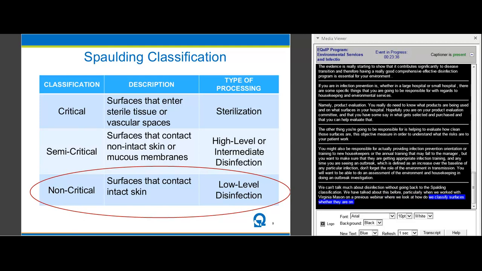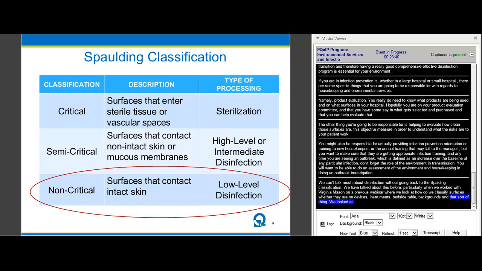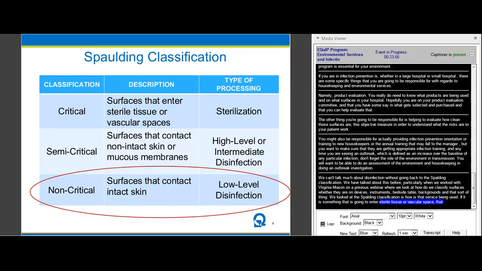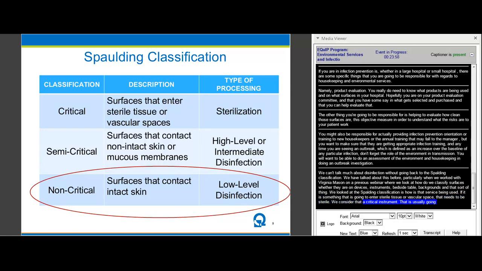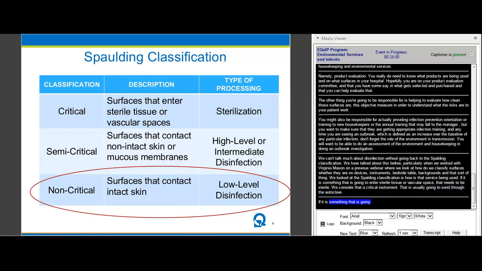So if it is something that is going to enter sterile tissue or a vascular space, that needs to be sterile. We consider that a critical instrument. That's usually what we're going to send through the autoclave. If it's something that's going to come in contact with non-intact skin or mucous membranes, we're going to consider that semi-critical, and at the minimum, it needs to be high-level disinfected.